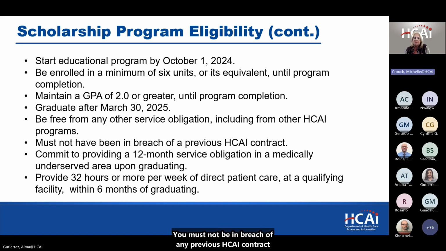You must not be in breach of any previous HCAI contract, and you must commit to serving a 12-month service obligation, working in a medically underserved area upon graduating, and you must provide 32 hours or more per week of direct patient care at a qualified facility within 6 months of graduating. Next slide.